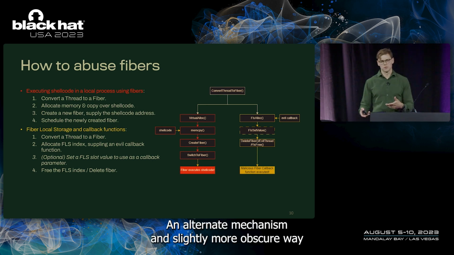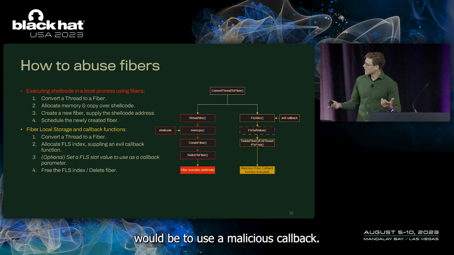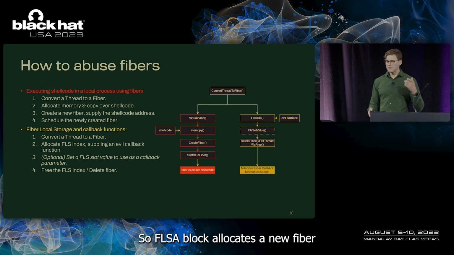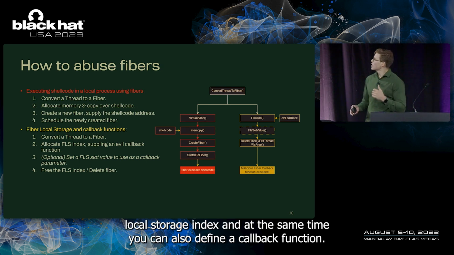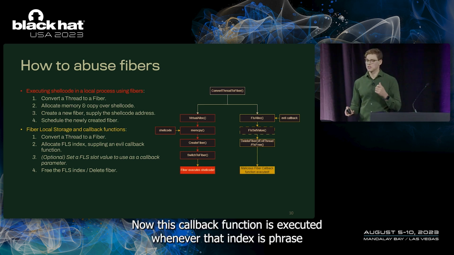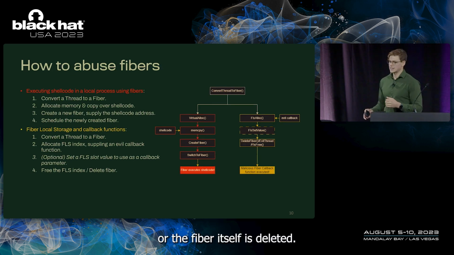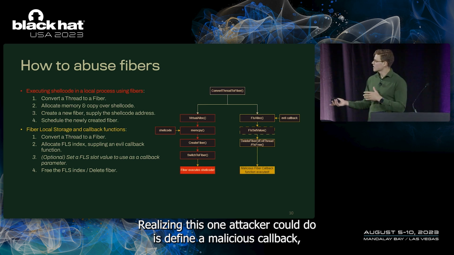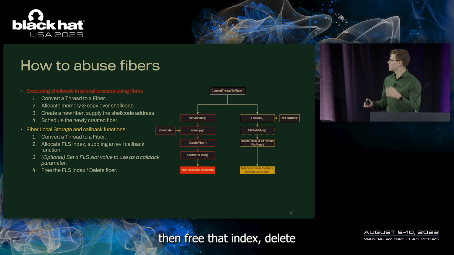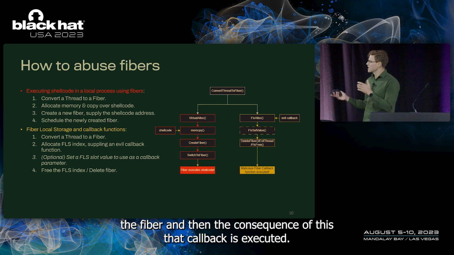An alternate mechanism, and a slightly more obscure way, would be to use a malicious callback. So FlsAlloc allocates a new fiber local storage index. And at the same time, you can also define a callback function. Now, this callback function is executed whenever that index is freed or the fiber itself is deleted. Realizing this, what an attacker could do is define a malicious callback, then free that index, delete the fiber, and then the consequence of this is their callback is executed.